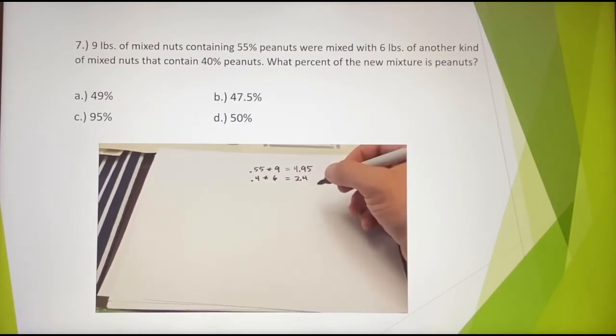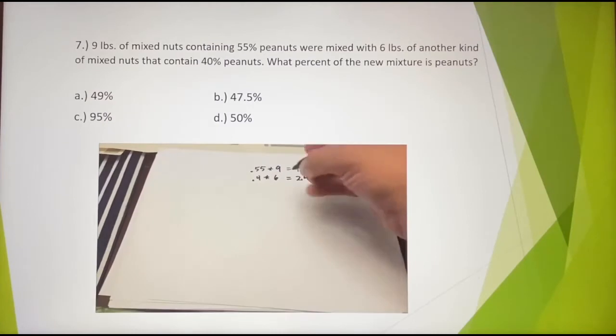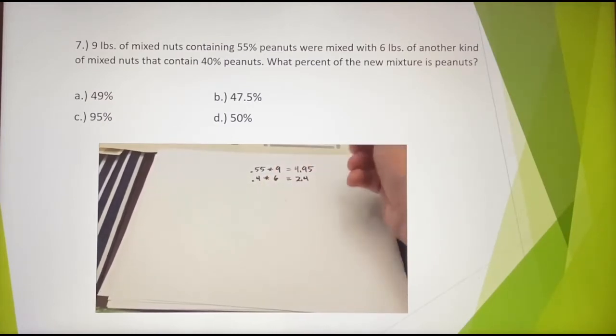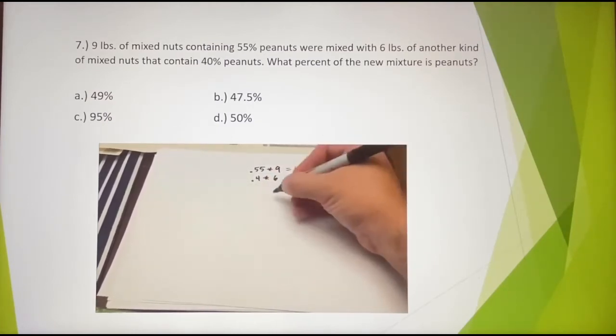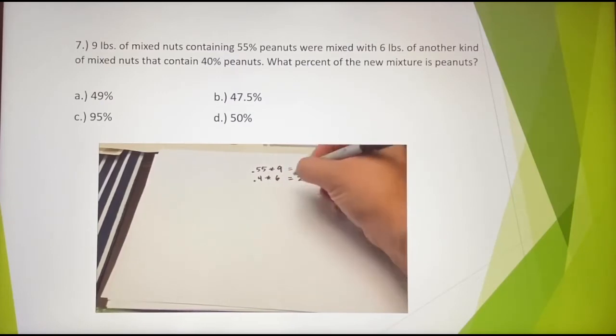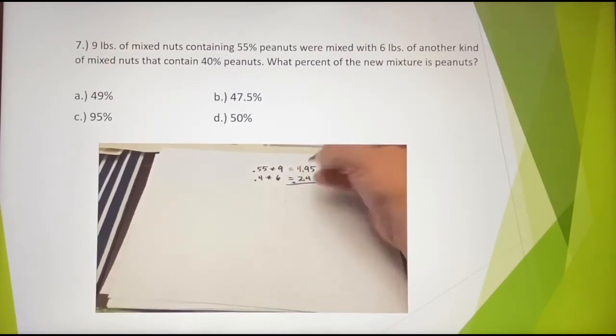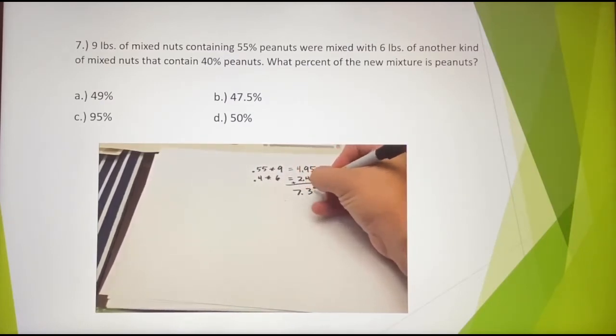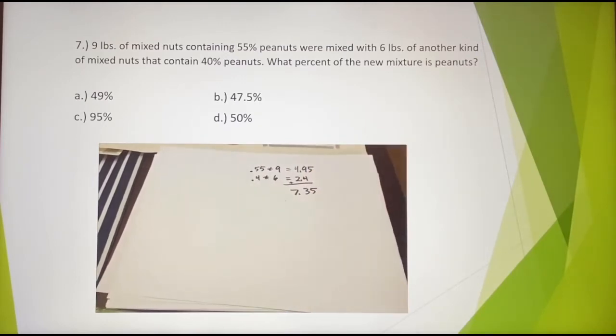So I know that combined, 4.95 plus 2.4 is going to give me 7.35. So I'm just adding those together. And that's the total amount of peanuts combined in the 2 mixtures.